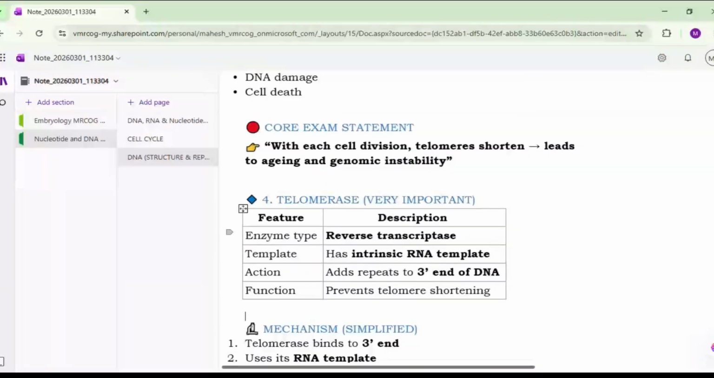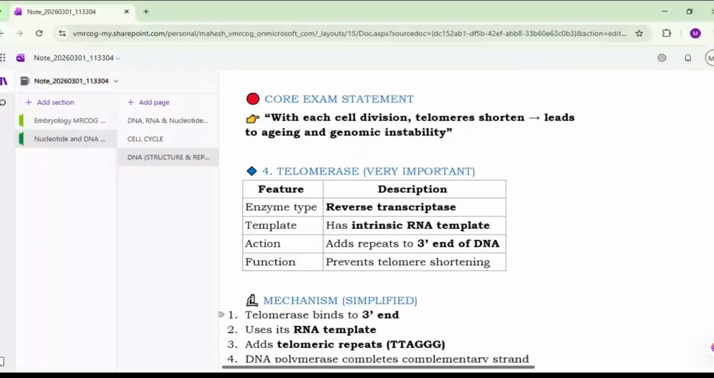Enzyme type is a reverse transcriptase. It has an intrinsic RNA template. Action is it adds repeats to the 3' end of the DNA, and its function is it prevents telomere shortening. So whatever shortening should have happened is prevented by telomerase. Okay. And the enzyme type is a reverse transcriptase. You just remember these certain things. Reverse transcriptase activity is there.